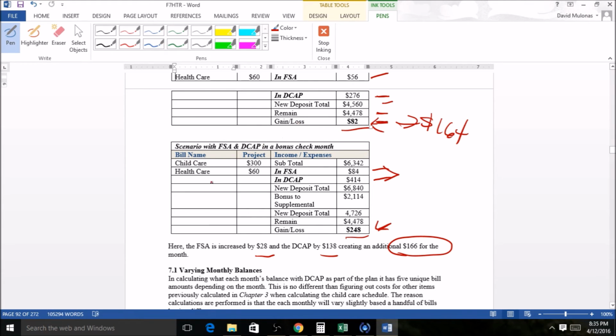Without further ado, we're going to get to this section here, 7.1, varying monthly balances. But we've already seen here in this first section of FSAs why it's very important that Jasper partake in this benefit to him. Okay, so that will finish this video, and we will see you in section 7.1 of the FSAs.